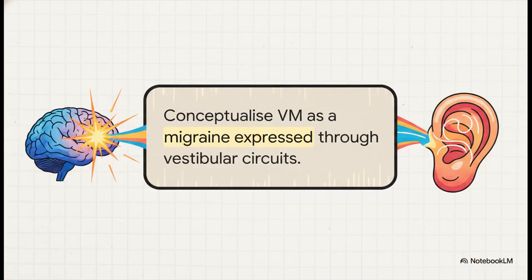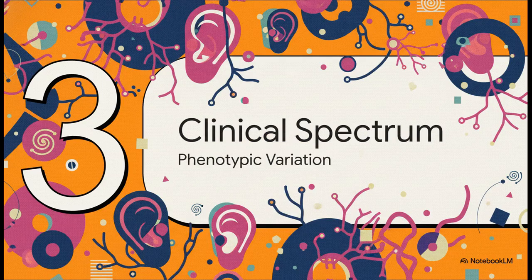So, the big clinical takeaway here? You really need to conceptualize vestibular migraine as a migraine that's being expressed through the vestibular circuits, rather than just through the pain system. Looking at it through this specific lens is a real game changer. It predicts exactly why we see central type nystagmus signs acutely, and honestly, it perfectly explains why these patients respond so well to targeted, migraine-directed therapies. Let's head into Section 3, the clinical spectrum.